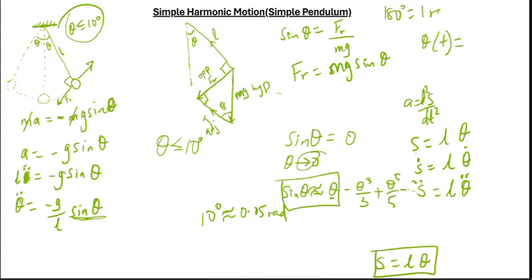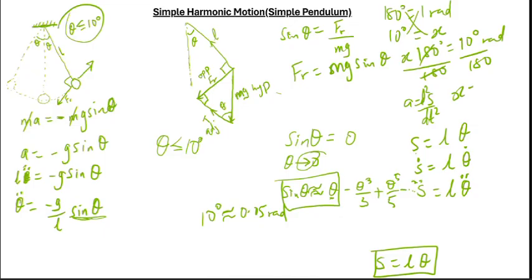Then we can say that our 10 degrees is equal to how many radians? Cross multiplying, we have x times 180 degrees equals 10 degrees radian. And if you divide by 180 degrees, then we see that our x equals 0.0555, approximately 0.056.